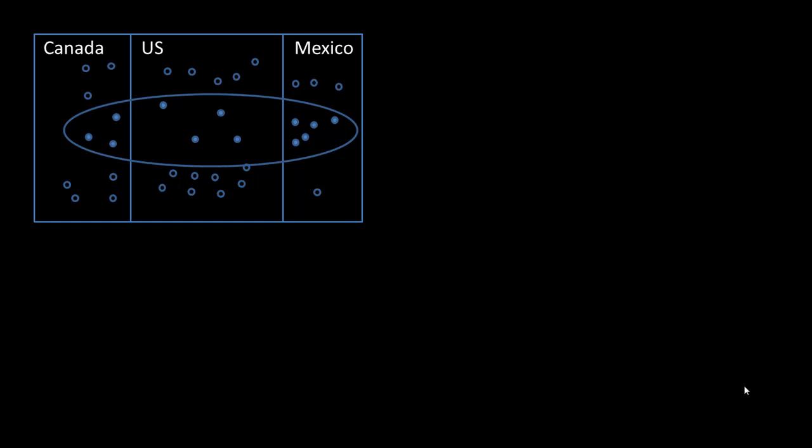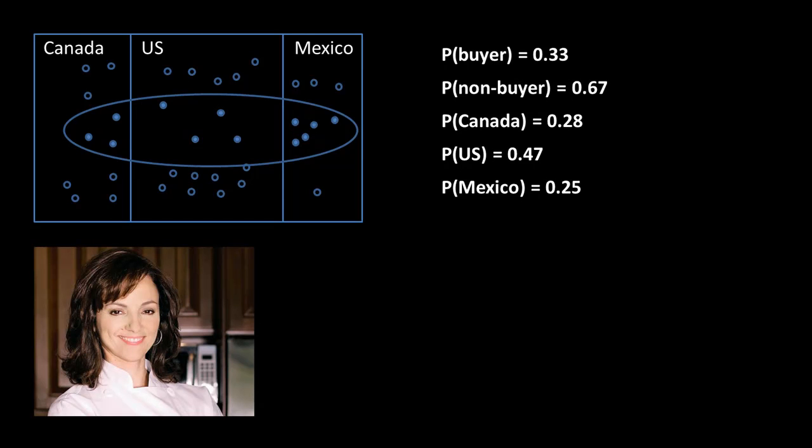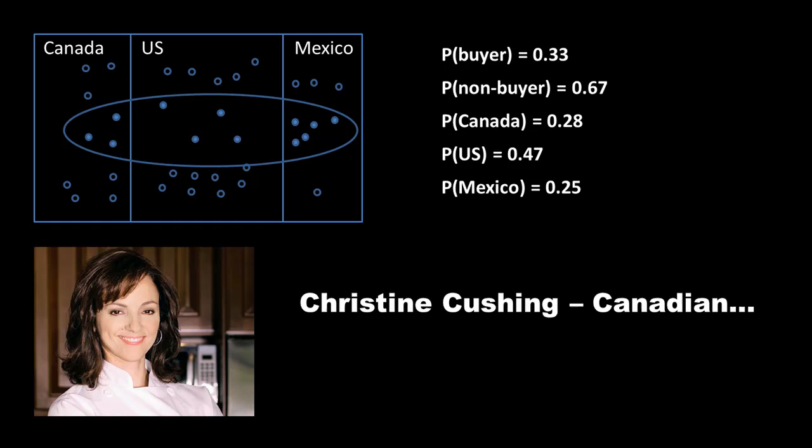So we now have a good understanding of simple probabilities. And we know that given this figure, we could calculate all of these probabilities earlier. Already we've calculated them. But now, let's say we are given this person who is Christine Cushing, apparently somebody connected with design, I think, in Canada. So we know that Christine Cushing is a Canadian. So we now want to find out what is the probability that she is a buyer of our product.